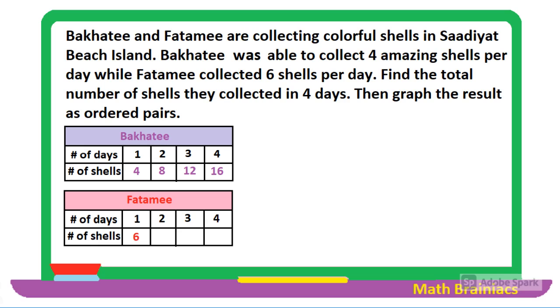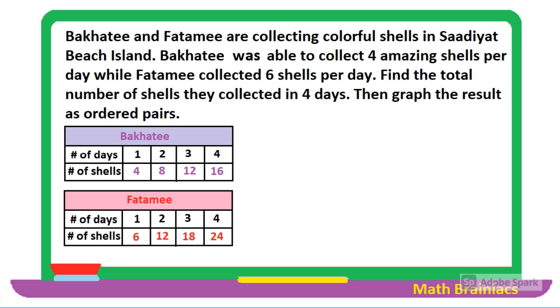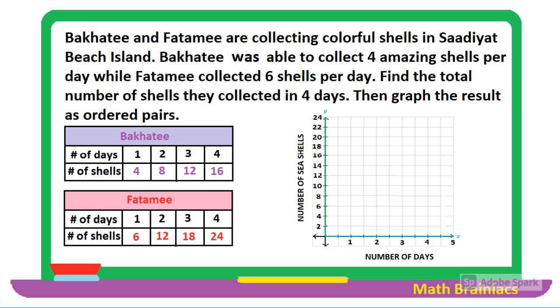Let us now move to the numerical pattern for Fatami. For each day, she's going to have 6 shells. Therefore, after 2 days, Fatami will have 12 shells. After 3 days, 18 shells. And after 4 days, 24 shells. On this account, the numerical pattern for Fatami is plus 6 for every term. We are now ready to graph the results as ordered pairs.